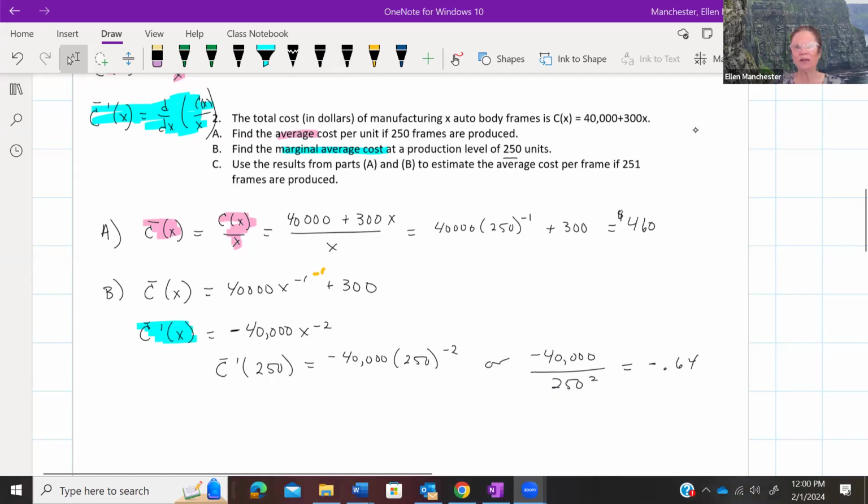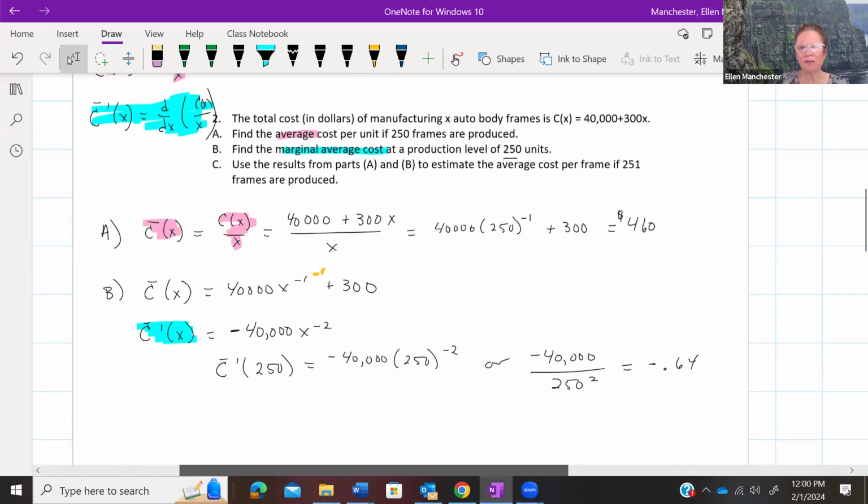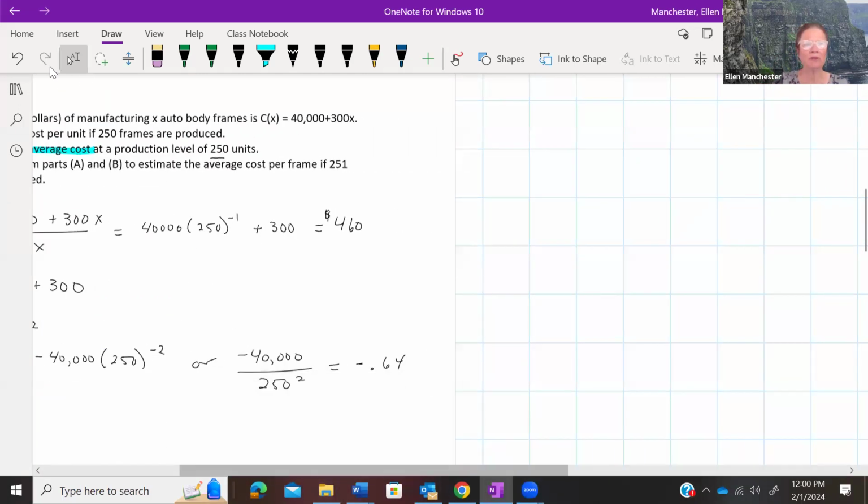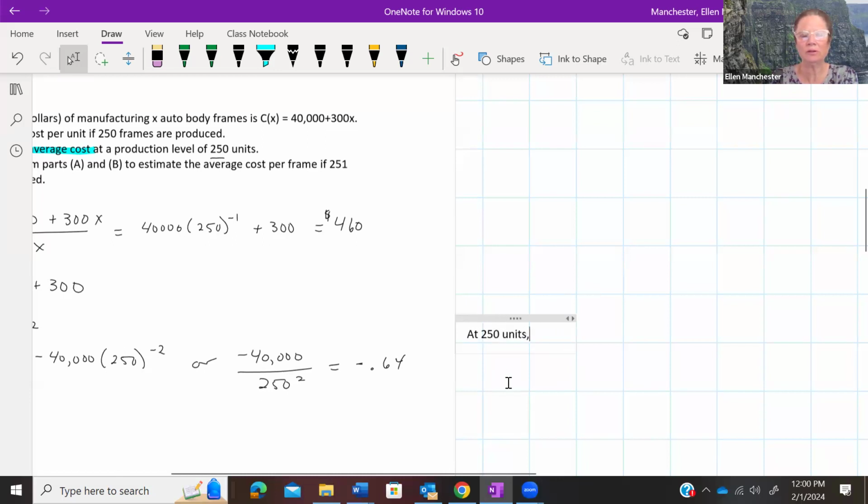Okay, so again, just so that you have it, if you guys go back and look at this, type it out. At 250 units, the average cost is decreasing by 64 cents per unit.